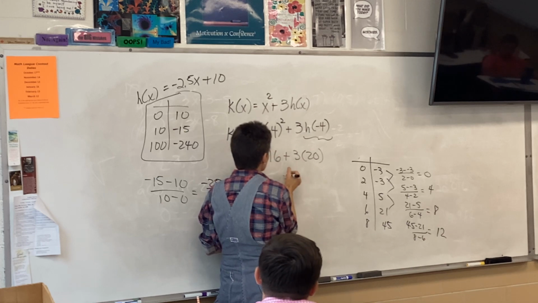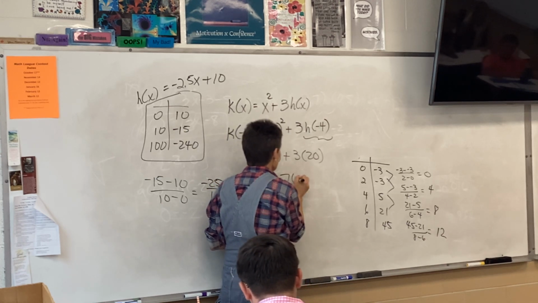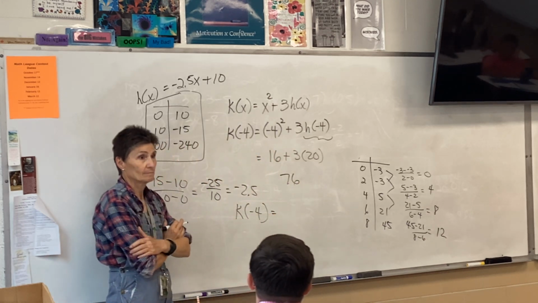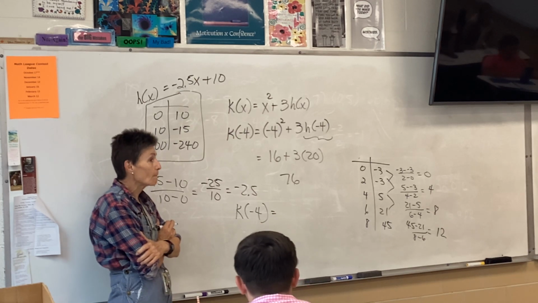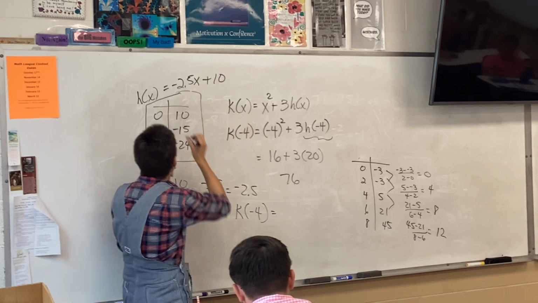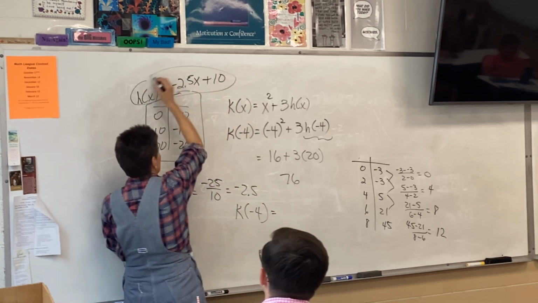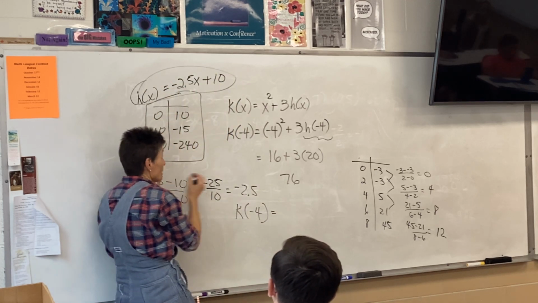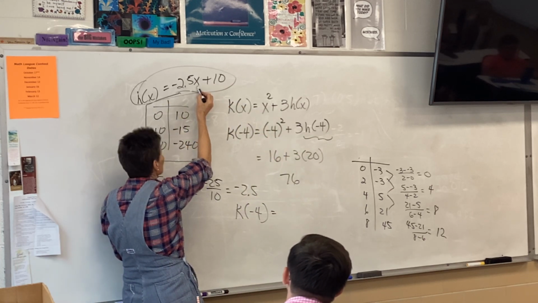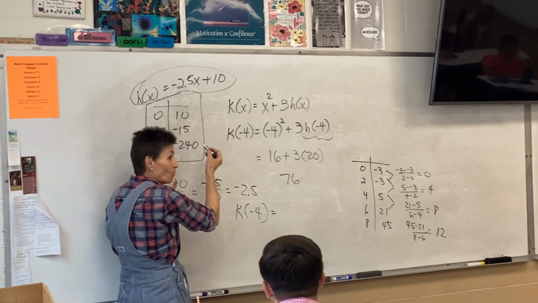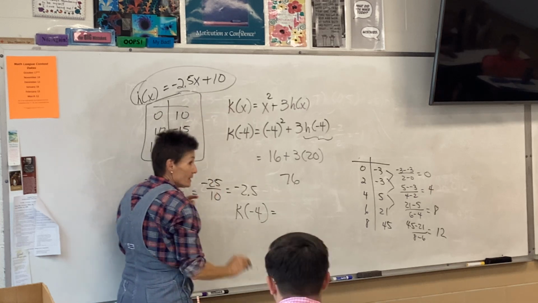Did you get 76? But I think it's 20. So we wrote this rule right here for h. This is our h function. So I need h of -4, so I put -4 in. -2.5 times -4 is 10. And 10 plus 10 is 20.